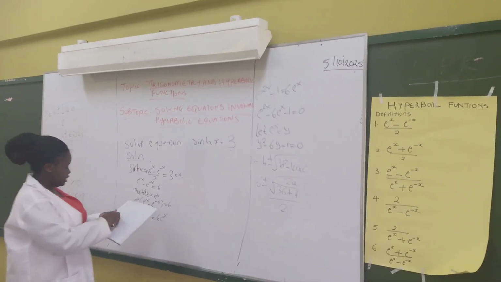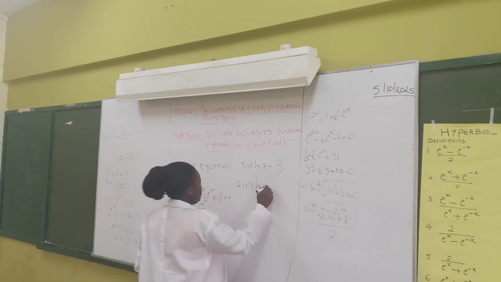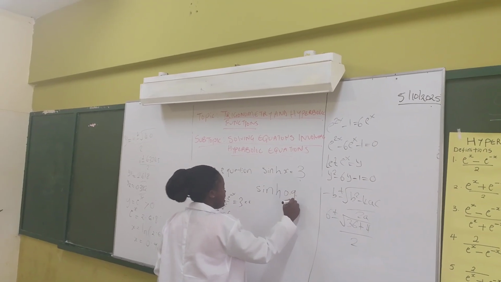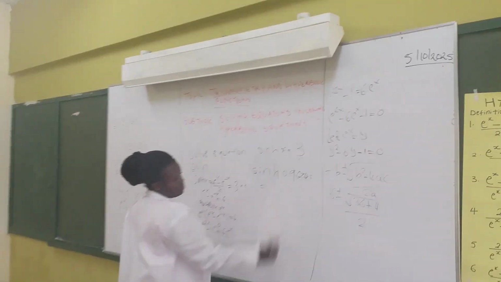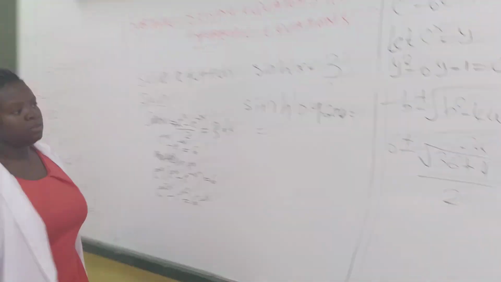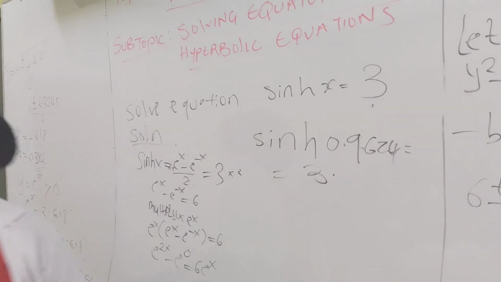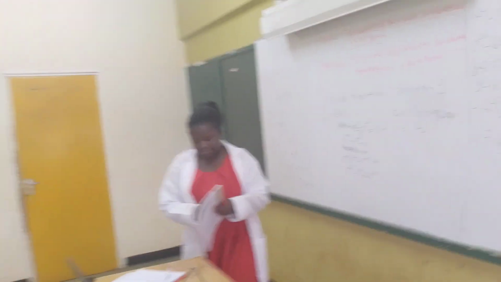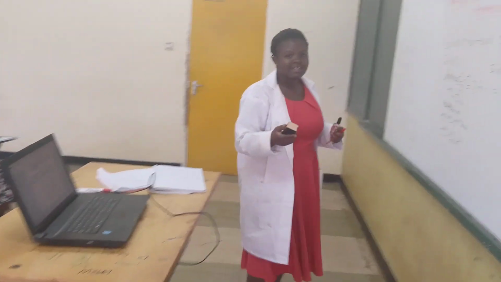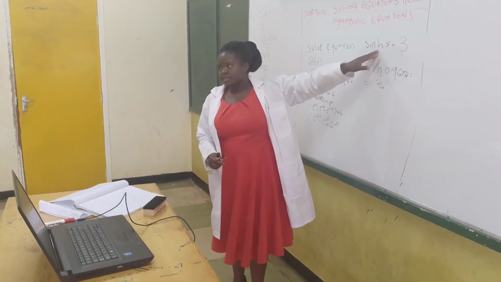You can prove that sinh, using your calculator, sinh of 0.9624 is equal to 3, correct. Mine is giving me 2.99, which when you round off is equal to 3, correct. So that is how we have solved sinh of x equals 3.